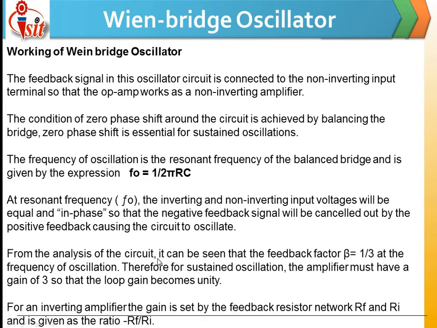From the analysis of the circuit, it can be seen that the feedback factor beta is equal to 1 by 3 at the frequency of oscillation. Therefore, for sustained oscillations, the amplifier must have a gain of 3, so that the loop gain becomes unity. That means whatever loop gain we are getting has a unity output. That is the Barkhausen criterion.